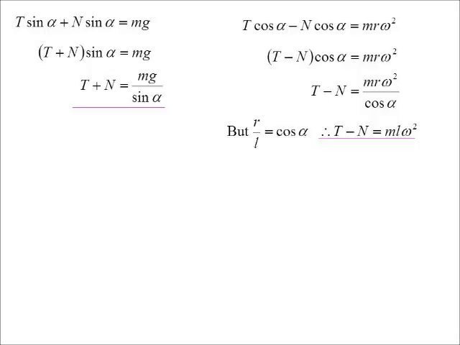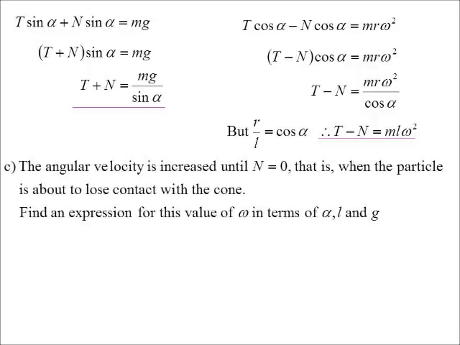Now, the angular velocity is increased until N equals 0. Now, N equals 0 is when it loses contact. Because whilst it's in contact with the surface, there must be a reaction or a normal force. So it must have a value. As soon as it loses contact, it no longer has a value because it no longer has that reaction force. So at the point when it loses contact, that's when N equals 0. So we're going to find an expression for the value of omega in terms of alpha, the length of the string, and g.